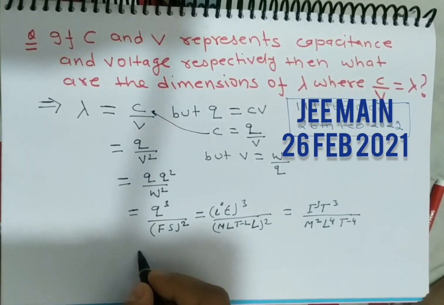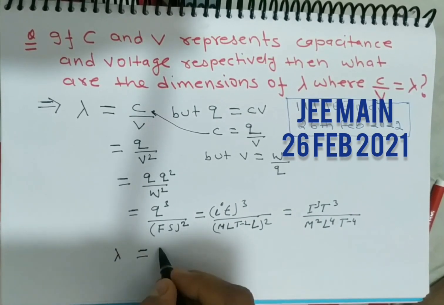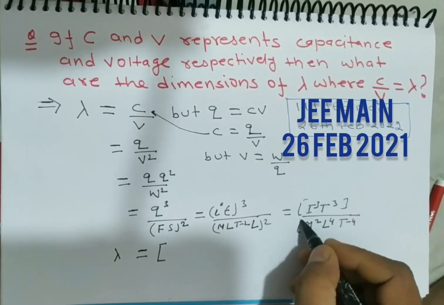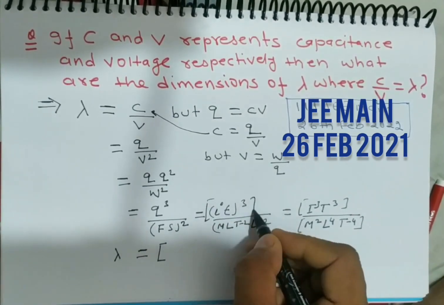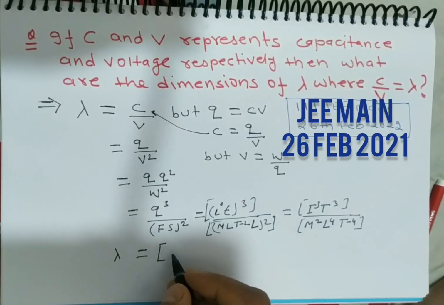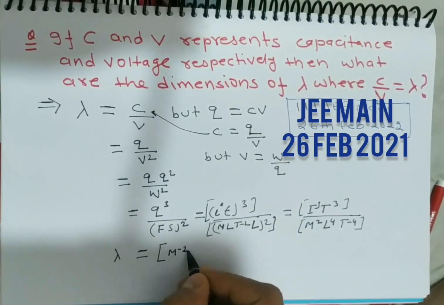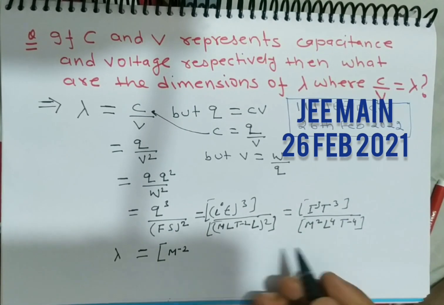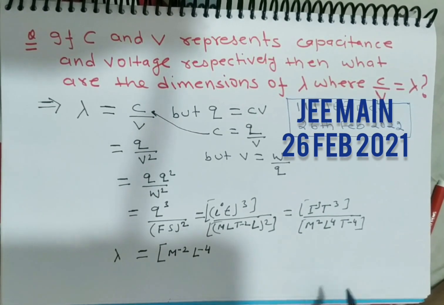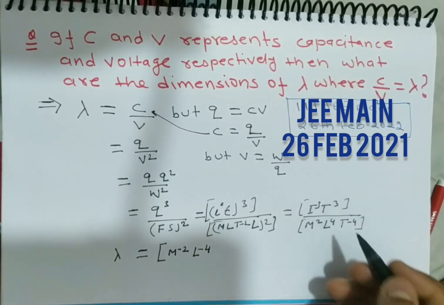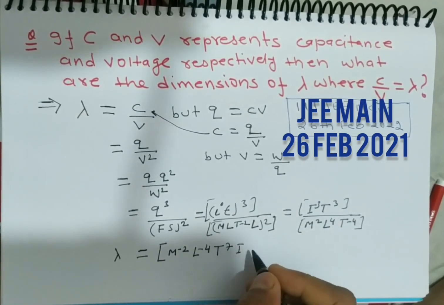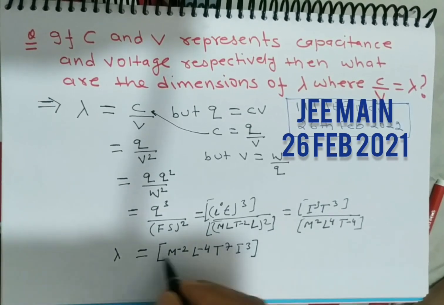Okay, now lambda equals, put all these in brackets. This is M square, so it becomes M to the power minus 2. Here is L to the power 4, it becomes L to the power minus 4, and here is minus 4 and here is plus 3, so it becomes T to the power 7 and I cube. This is the answer.